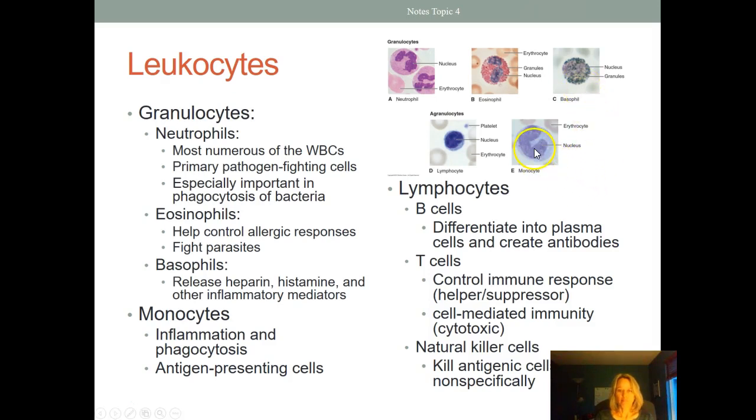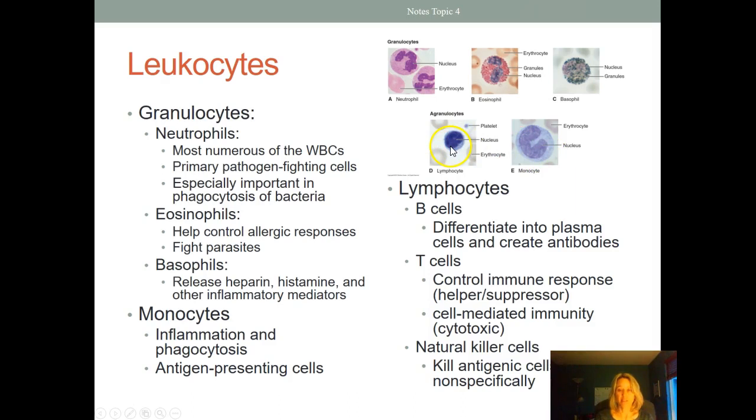And then we have the monocytes. These are the largest of the white blood cells, and they're involved in inflammation and phagocytosis. So when monocytes leave the bloodstream, they become the macrophage. And macrophages also act as antigen-presenting cells.